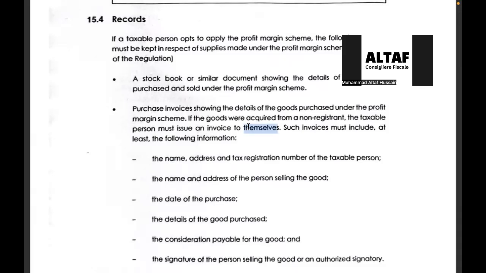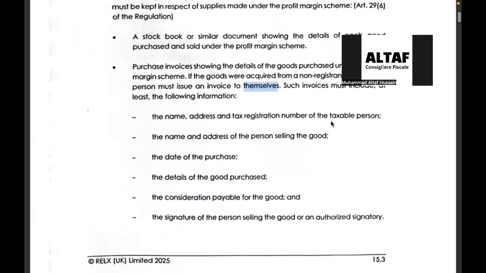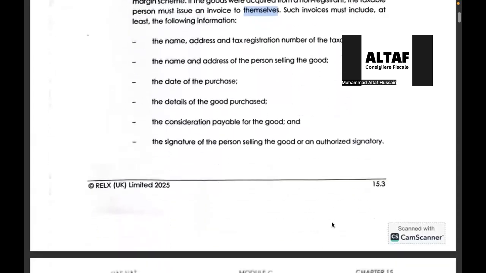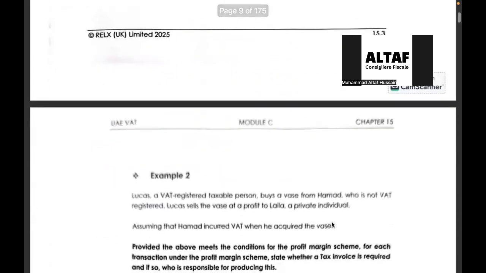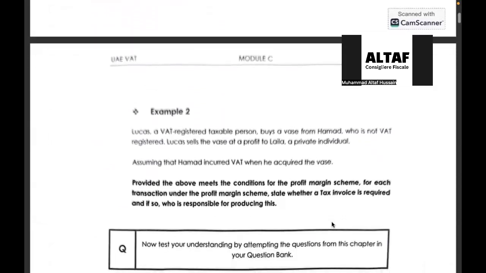That's a very important and interesting point. So that invoice will be issued to themselves. Such invoices must include at least the following information: the name, address, and tax registration number of the taxable person, the name and address of the person selling the good, the date of the purchase, the details of the goods purchased, the consideration payable for the purchase, and the signature of the person selling the good or an authorized signatory. So all of this information should be available for supplies made under the profit margin scheme.